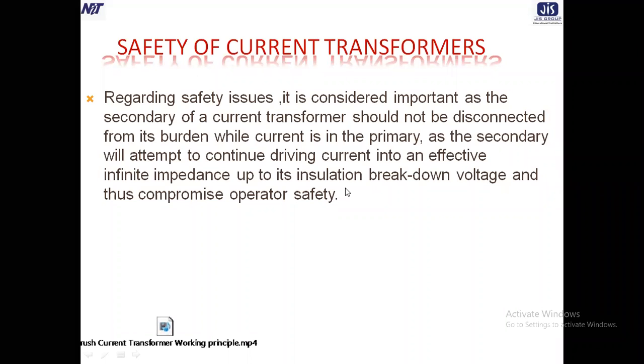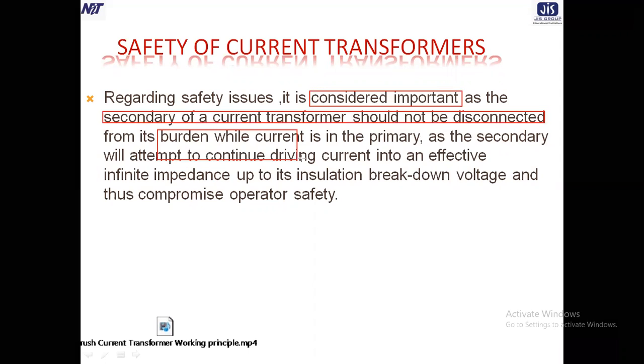So the safety of the current transformer is very much necessary because you can understand from here that it is considered important that the secondary of the current transformer should not be disconnected from its burden while current is in the primary, as the secondary will attempt to continue driving current into the effective infinite impedance up to its insulation breakdown voltage and thus compromise operator safety.